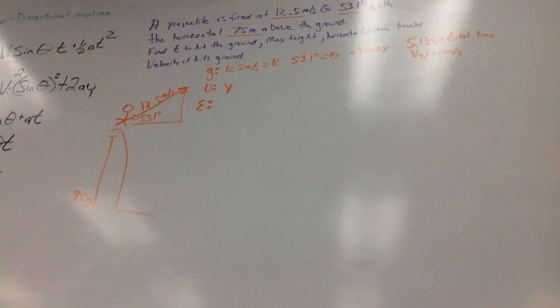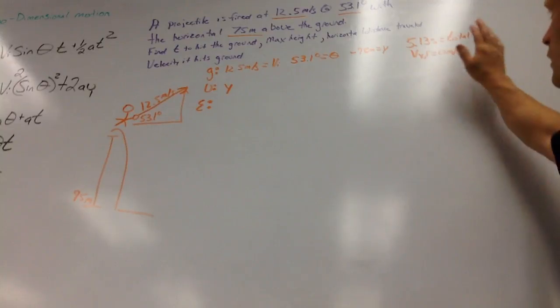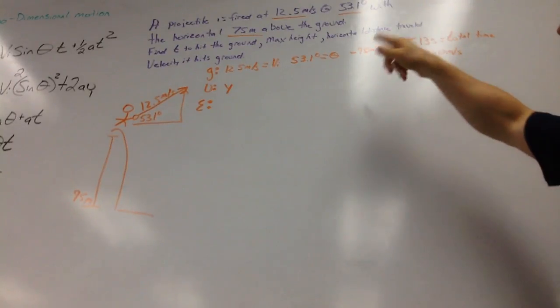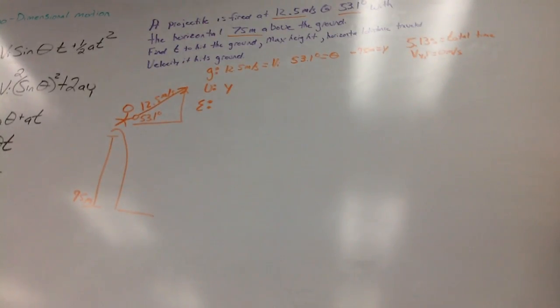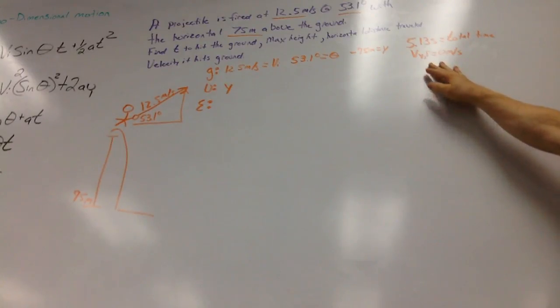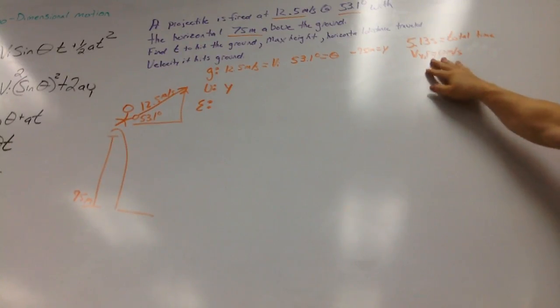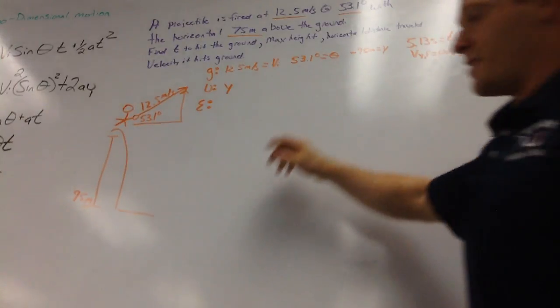Okay, so we already found our total time. We are moving on to max height. One thing to remember, velocity in the vertical, so in the y direction, its final would be 0 meters per second when it's at the top.